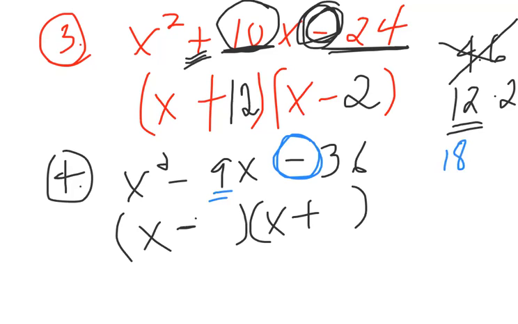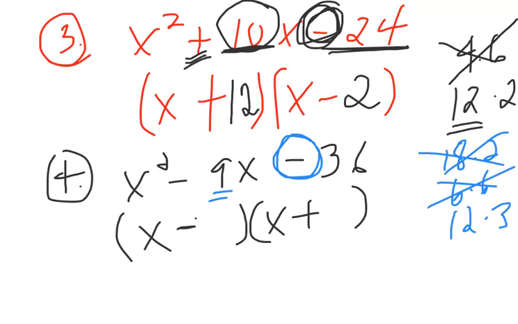18 times 2, that's 36, but when you subtract them, we don't get 9. 6 times 6, yeah, but when you subtract them, you get 0. 12 times 3, when you subtract them, you do get 9. So those are the factors that will work.